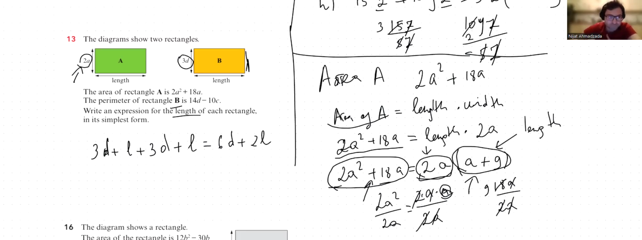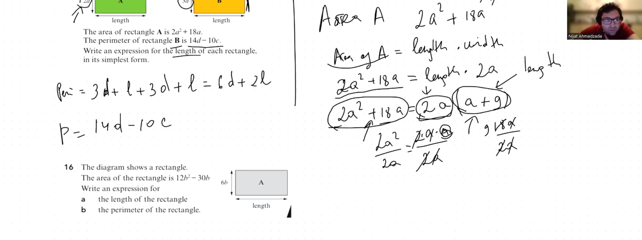But I don't know what L is. Also, I know that perimeter is given here, right? Perimeter is given as 14D minus 10C. So now I know that this 14D minus 10C is the same thing as 6D plus 2L, right? I need to find what L is.